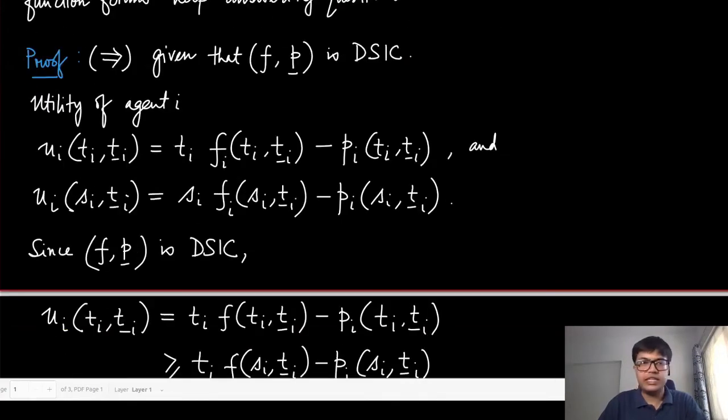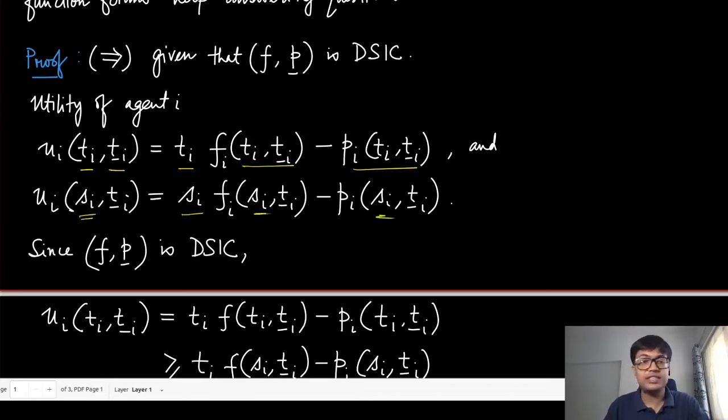First, we will prove the forward direction. That is, we are given that the mechanism (f, p) is DSIC, and we have to show that these two properties hold. How should we go about proving it? First we write down the utility of agent i, when its type is t_i and the type of the other players is t_{-i}. We know that it is t_i times f_i(t_i, t_{-i}), the valuation that this agent gets, minus the payment that it makes under that type profile. And when you have a different type for the same agent, this should change accordingly.